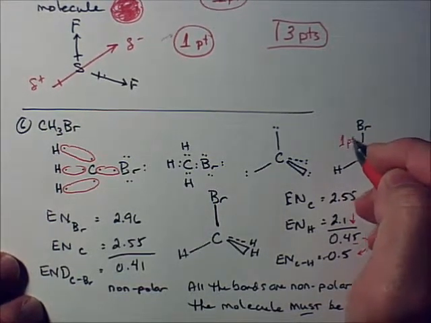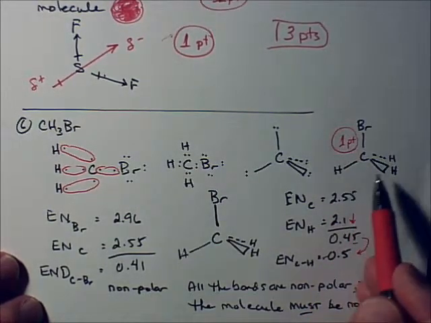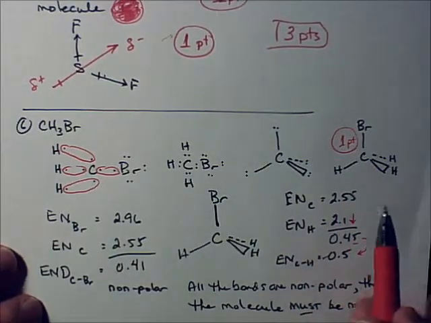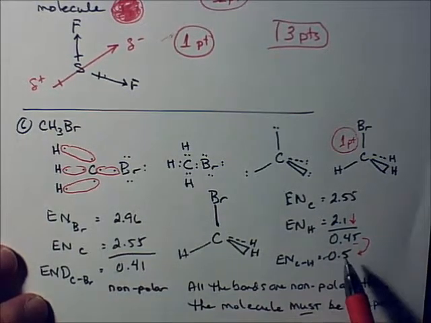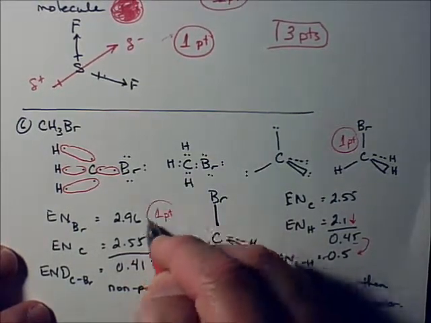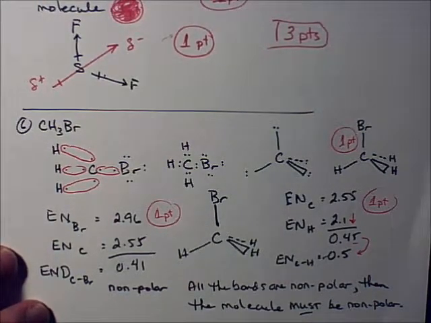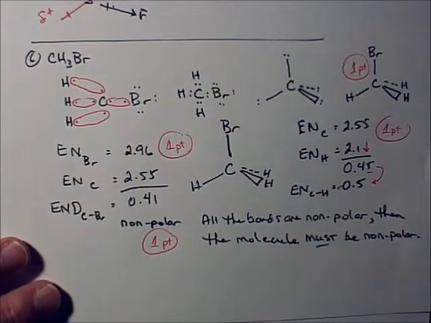So they have to be able to show the shape of the molecule. The bromine could have been on any of these arms. Doesn't matter which arm, if you want to call it that, the bromine is on. They have to have calculated the polarity of both types of bonds somewhere. So those are both 1 point. And they have to classify the molecule as being nonpolar after doing all that. So this whole thing is going to be worth 4 points.